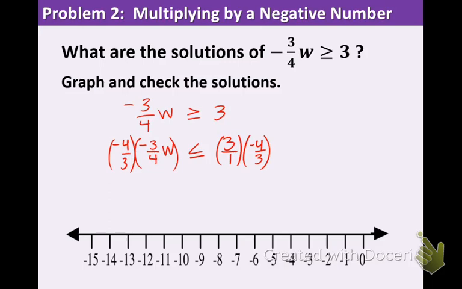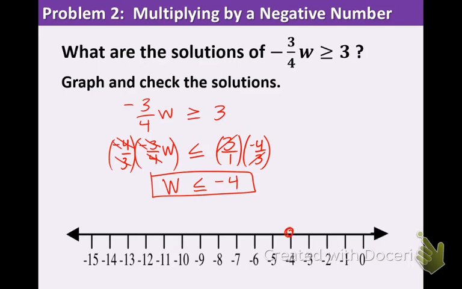So on the left side, the negatives go away. Remember, 2 negatives multiply gives you a positive. Now look, the 4's go away and the 3's go away. So the w's by itself. Now on the right side, the 3's go away. 3 divided by 3 is 1. And negative 4 over 1 is just negative 4. So there's our answer. And let's graph it, and then we'll check.